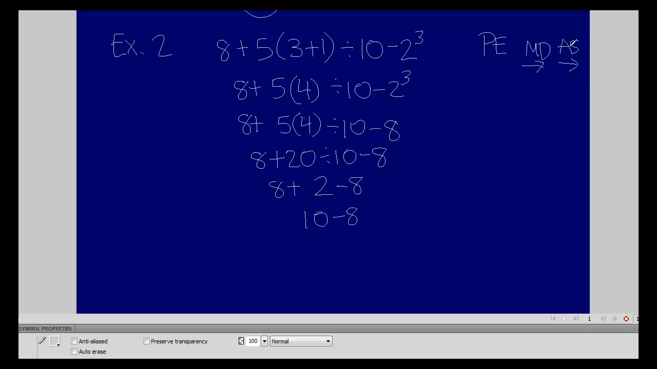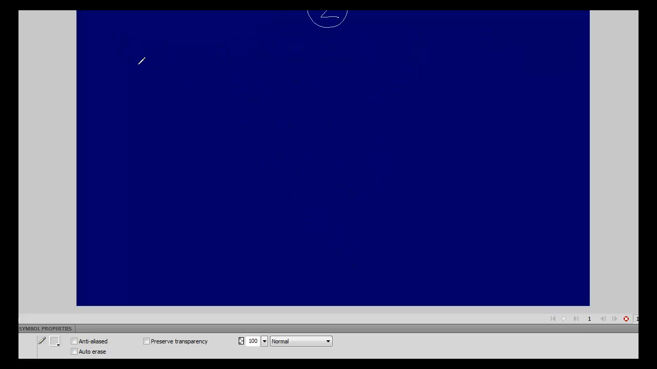As I move on to my addition and subtraction, again, I'm moving from left to right, and in this case, addition is first. So I just do that first. And then 10 minus 8 is 2. Again, you see this nice triangular motion going down, and it's nice and organized, and you can see what's happening between each step. Let's take a look at our final example, example 3.